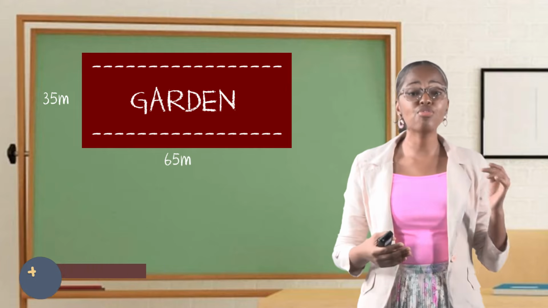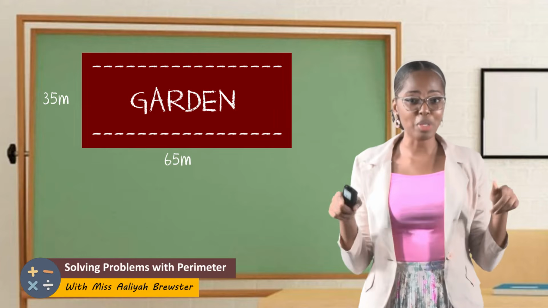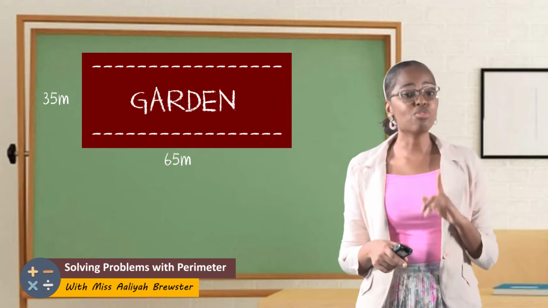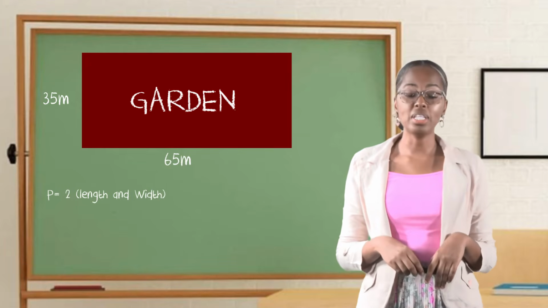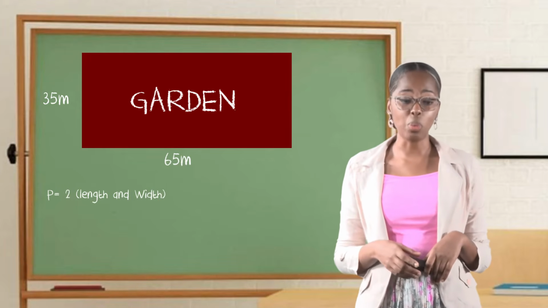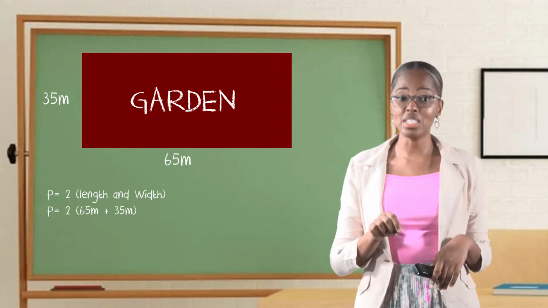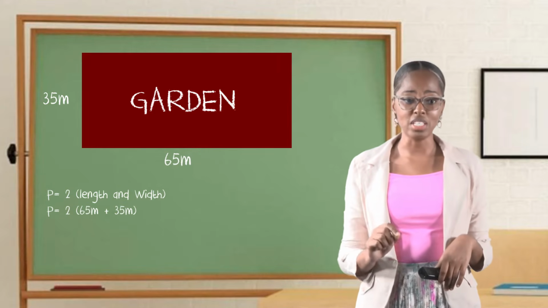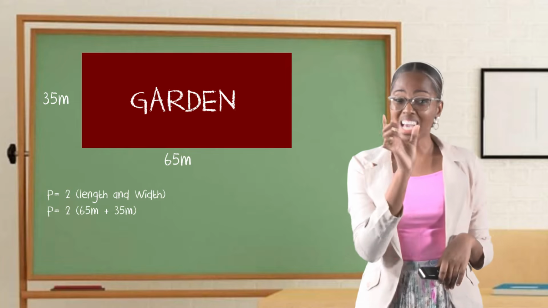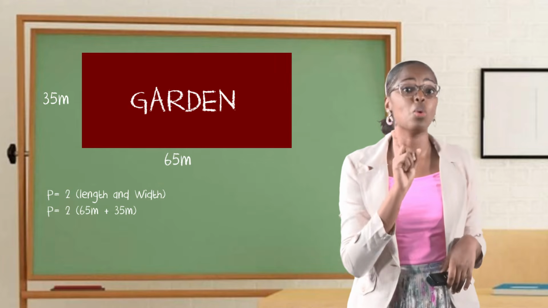So to calculate the perimeter for the garden, we can use the formula method, which is perimeter equals 2 times length plus width. And that would be 2 times 65 meters plus 35 meters. And that would be 2 times, if we add 65 and 35, that would give us 100.